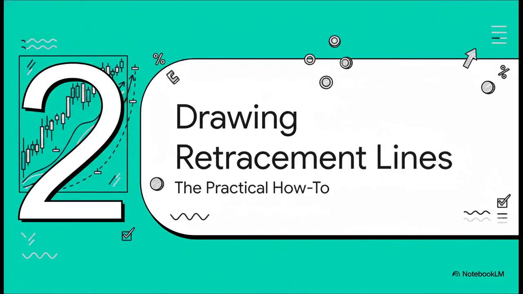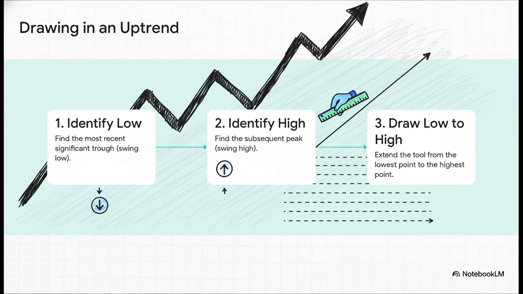Okay, so theory is one thing, but how do we actually use this? How do you take this mathematical idea and slap it onto a live trading chart? Let's get our hands dirty and look at the practical steps. Let's say the market is going up, an uptrend. It's super simple. First, you find a clear bottom, the start of the move. Traders call this a swing low. Then you find the top of that same move, the swing high. You just click your tool on the low, drag it up to the high, release, and boom. The software automatically plots all those key percentage levels for you.